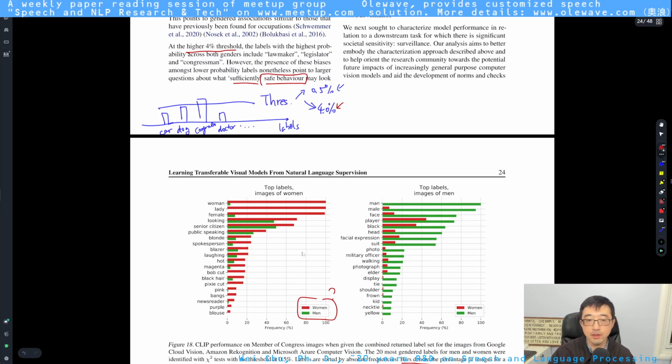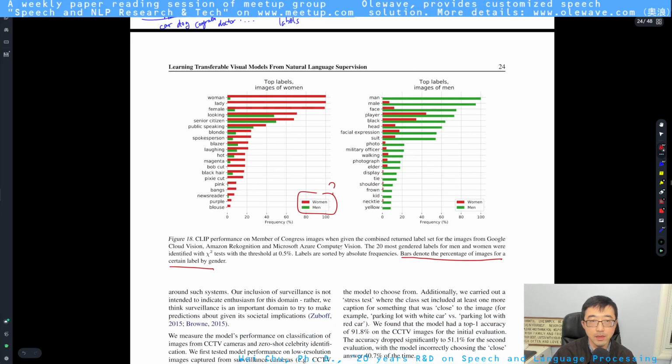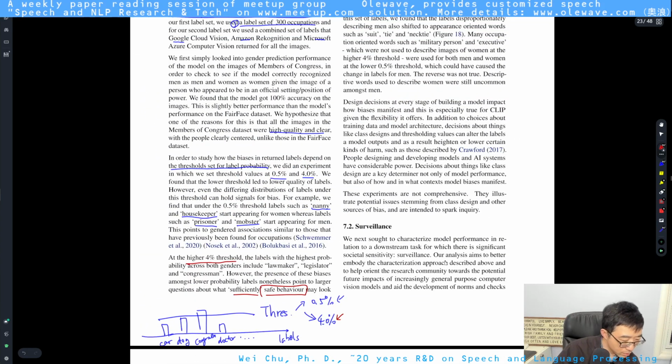I would rather take this picture for figure 18 as something interesting to take a look at. I don't think the authors ran any deeper analysis of this, but you may say this is interesting. When you get a man, the system tends to give a label of suit and a tie, or necktie. But when a female image or women got shown to the system, you can get labels like blonde, hot, hair, and things like this. These, according to the authors, they regard as signs of bias.